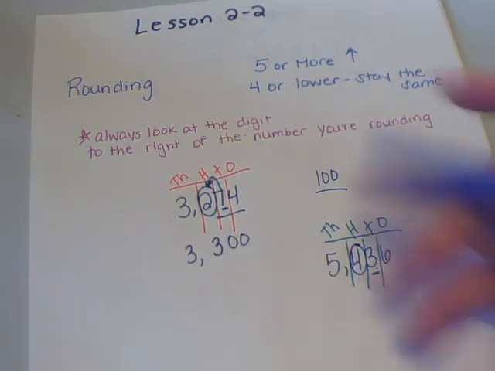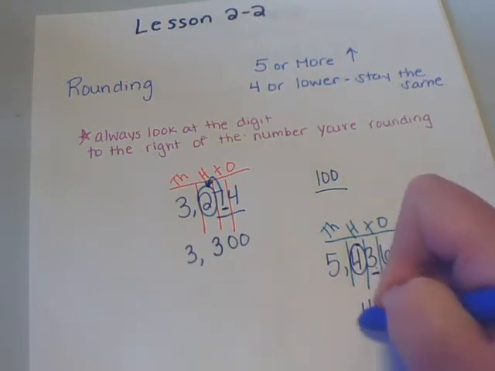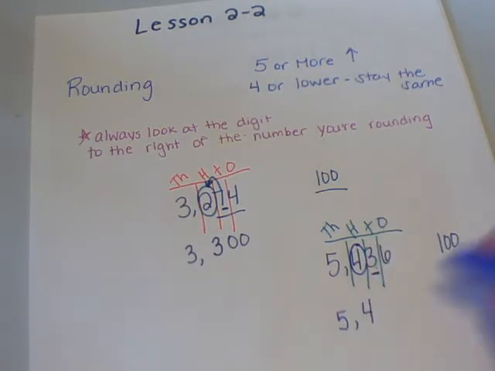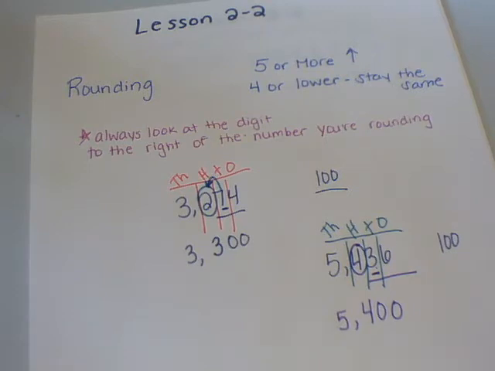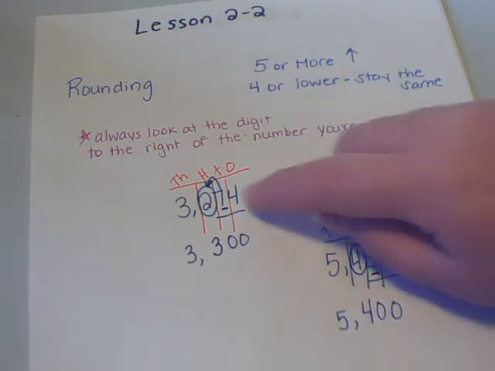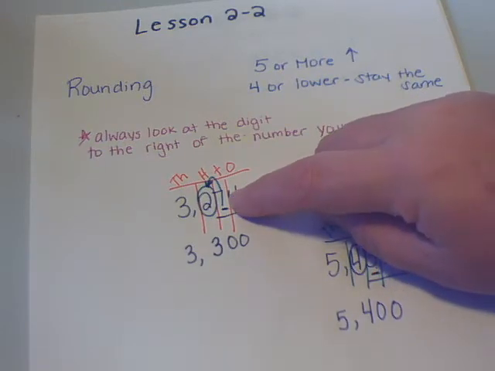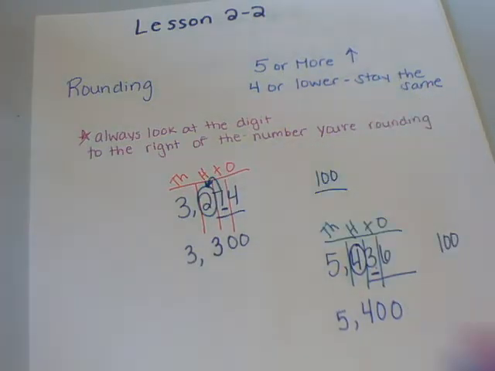That 3 is going to keep that 4 the same. So that stays the same. Everything else above it stays the same. And everything else after turns into zeros. So 5,436 actually is rounded to 5,400. Okay, so it's really important that you look to the digit to the right of the number that you're rounding.